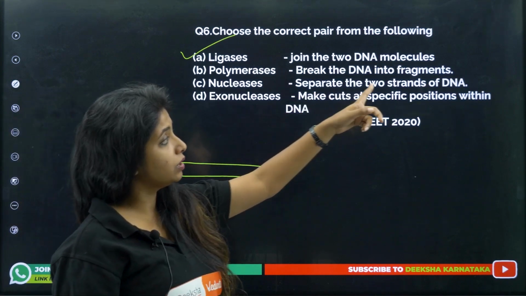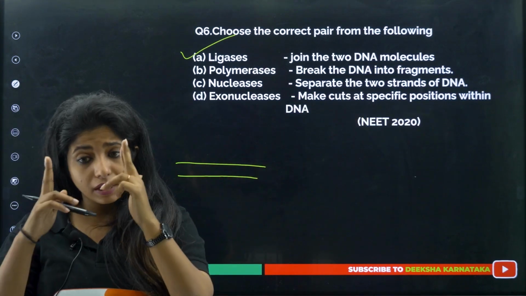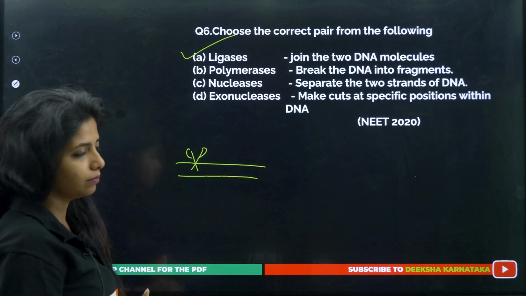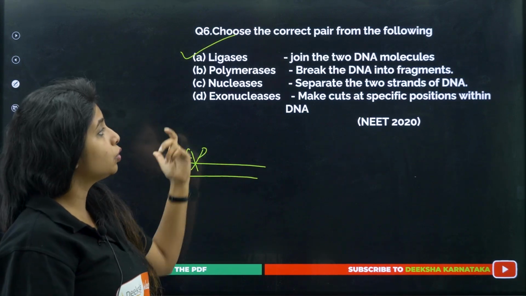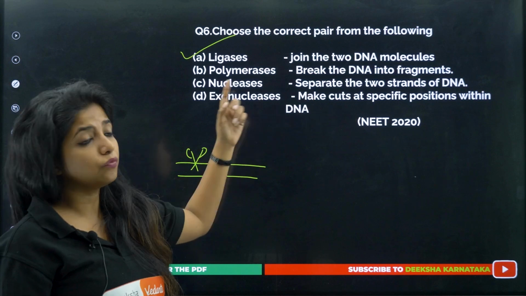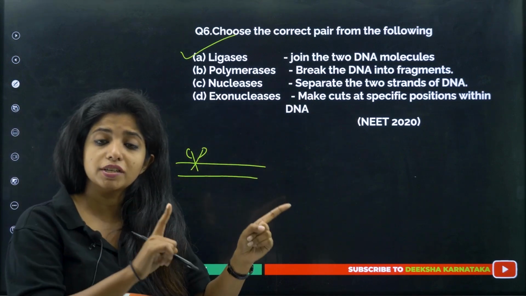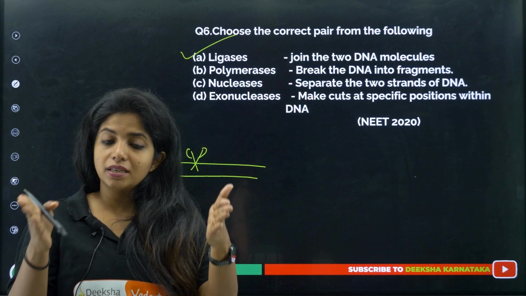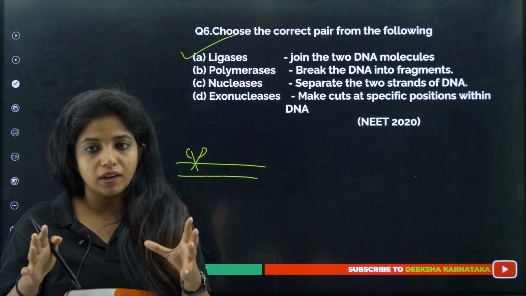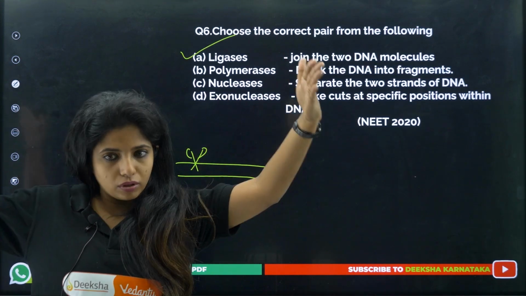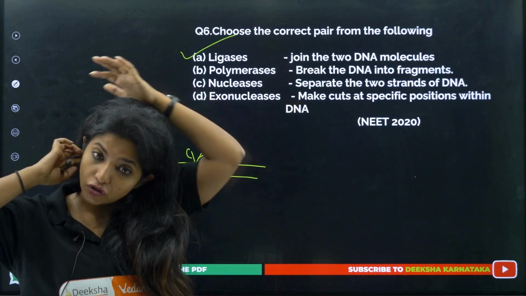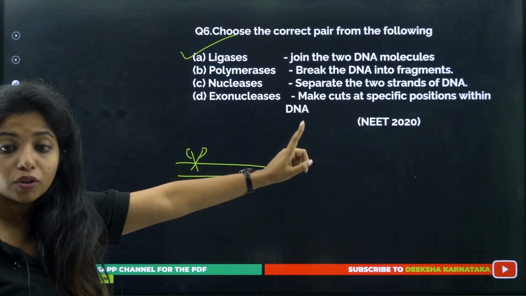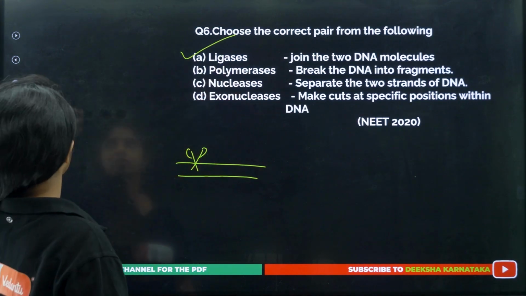Nucleases separate the two strands of DNA. No. Nucleases are for cleaving or making a small cut in the DNA. Okay. Now, or RNA. Exonucleases make cuts at specific positions within the DNA. No, children. I told you restriction endonuclease is there, restriction exonuclease is there. So endonuclease makes the cut within the DNA, whereas exonucleases cut towards the ends. Okay, so that is the difference. So you should be knowing it. Small details are very much important. This again came in NEET 2020. Cool. So this is the answer.